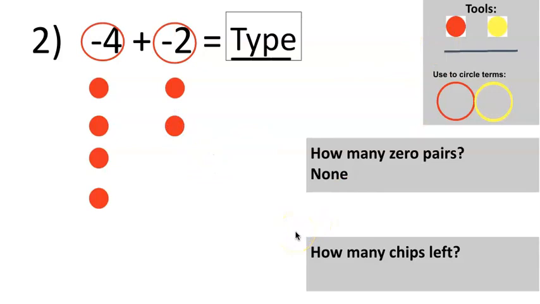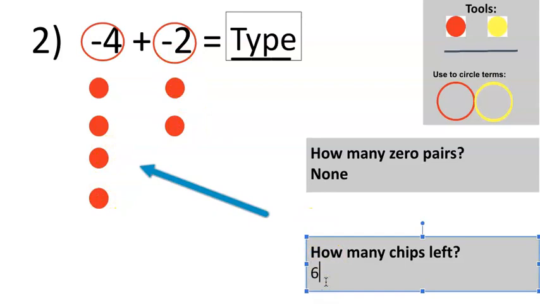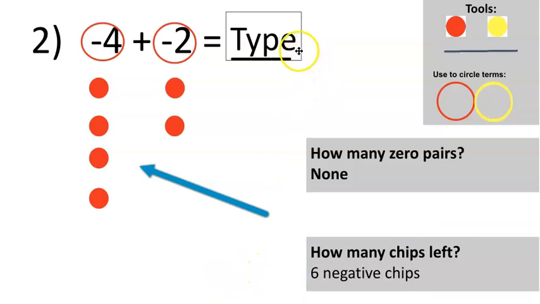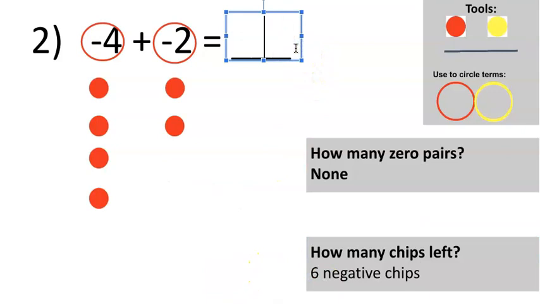So we're going to move on to step number 4, which is to count how many chips you have left. So we have 1, 2, 3, 4, 5, 6. 6 negative chips. And now we're going to take our answer. We take the word type and take that out. We're going to represent it with a -6. And there's the answer to number 2. Your chips tell you your answer.